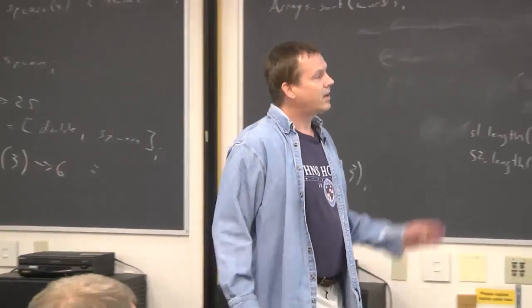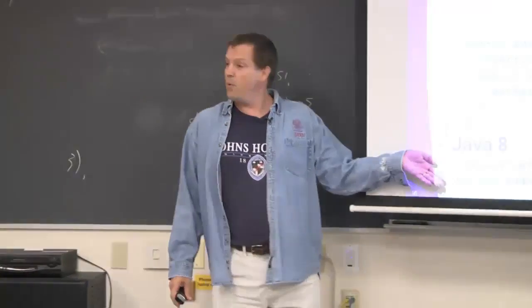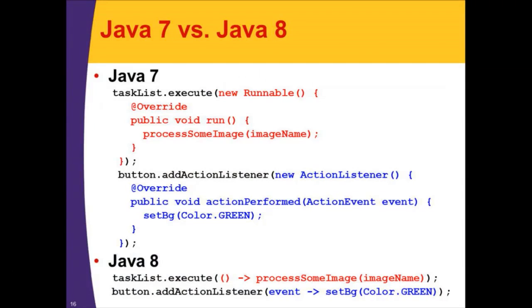OK, so I would argue the bottom way is more expressive than the top way. And it's not just that it's less typing. It's that the top way, which is what we would do in Java 7, Java 6, Java 5, has so much boilerplate code that it just kind of obscures what's really happening.